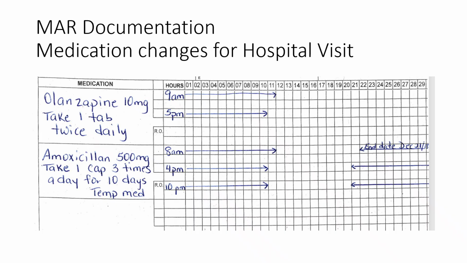A line would be drawn across to the end of the month. This would be done for each admin time. Notice that the medication was first given at 4 p.m. on the 11th, so you would count across 10 days until the 21st and draw a line across until the end of the month. This would also be done for the 10 p.m. admin time.